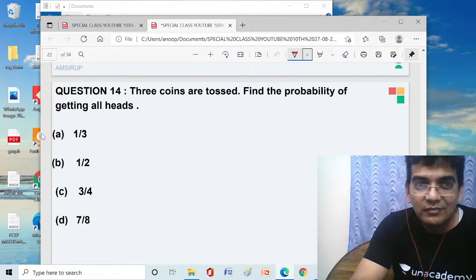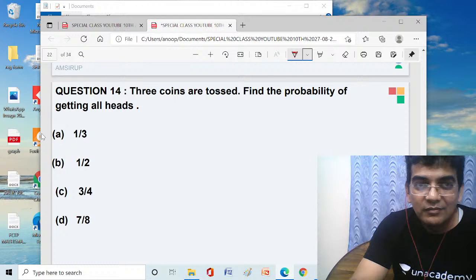At least 2 heads. Okay, now first of all, this is a question based on probability. In probability, let me explain. First of all, you need to find the sample space and the number of favorable outcomes. Now, what will be the sample space when 3 coins are tossed? This you must know. Let me explain it to you.